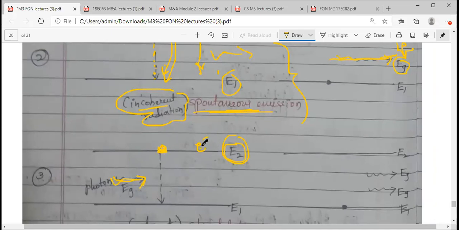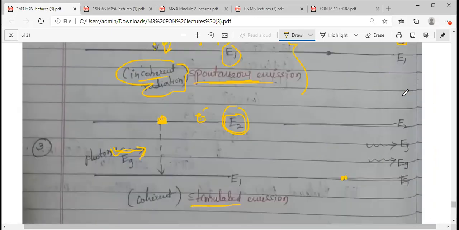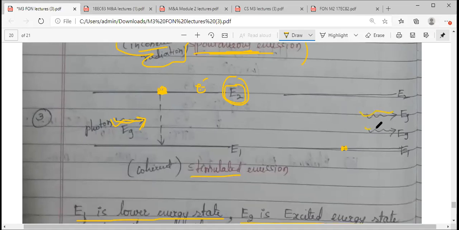So in this, what is happening? Electron, obviously, is coming here to the ground state. But earlier, you can see, Eg energy was released in spontaneous emission. Here, you can see much more photons are released. If you go for stimulated emission, the amount of light that you get will be more. Here, if you have given 1 photon, then here 2 photons are released. That is amplification. So in stimulated emission, the output you get is coherent in nature.